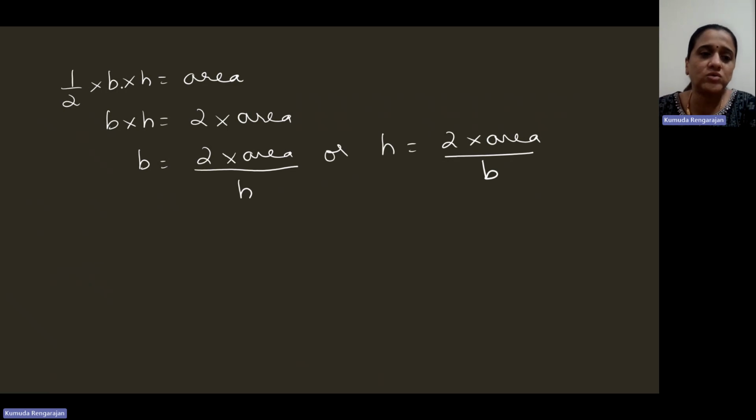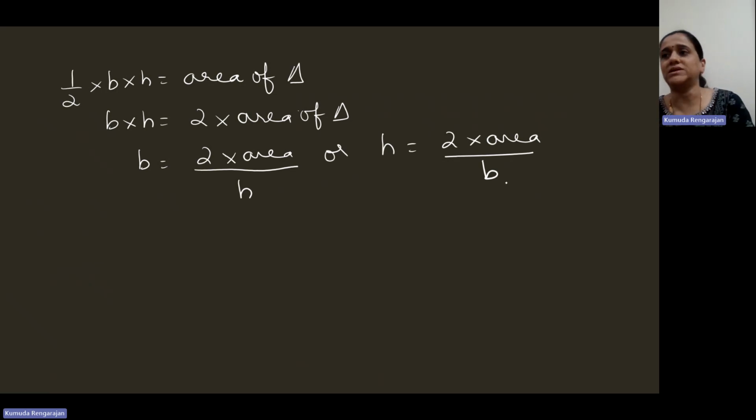What's the formula? Half into base into height is equal to area of triangle, correct? Now, base into height is equal to, cross multiply, area of triangle into 2. This 2, when you cross multiply, becomes 2 into area of triangle, correct? So what is B? B is equal to 2 into area of triangle divided by H. Or H is equal to 2 into area of triangle divided by B. You can use this formula also. Okay.